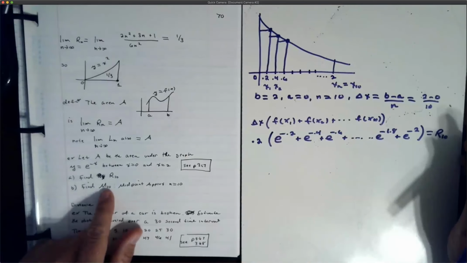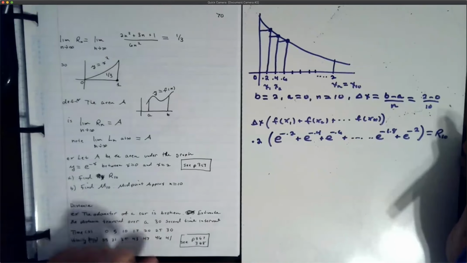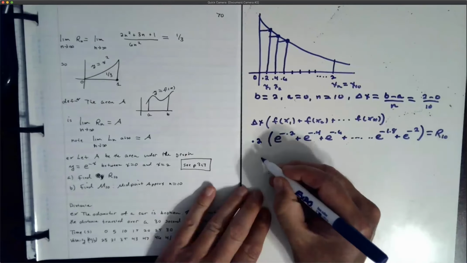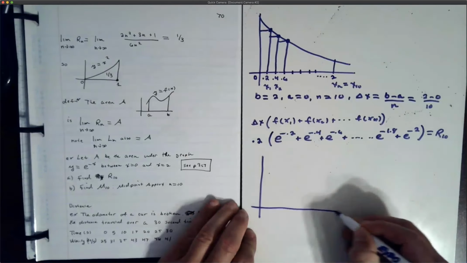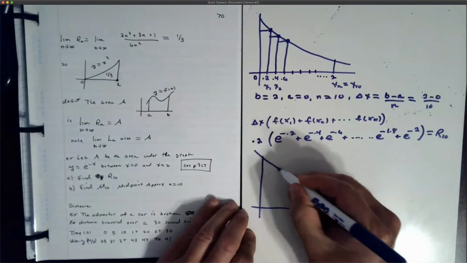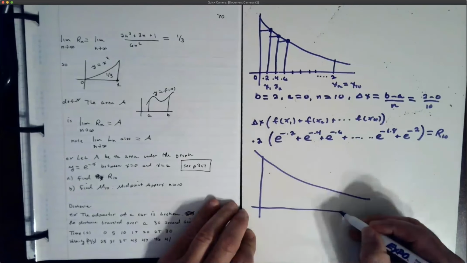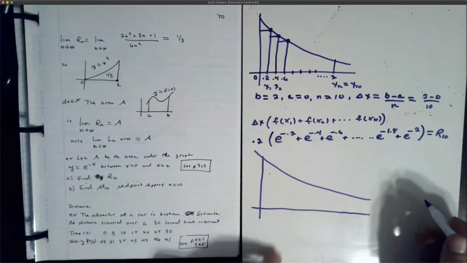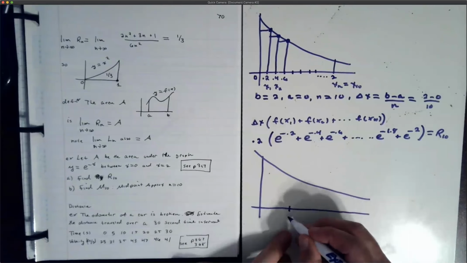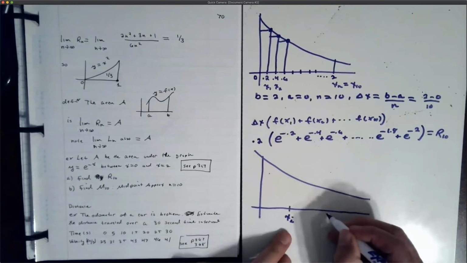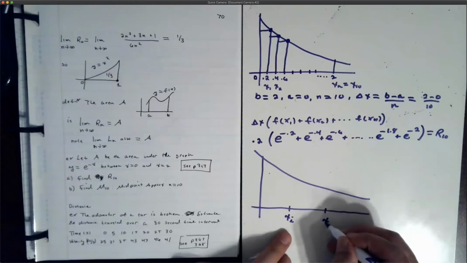Part B is to find the midpoint approximation. So let me draw this a little bit bigger so I can explain the midpoint. Let's look at a blow up of this, and suppose we have xi, and then the next subdivision point, xi plus 1.